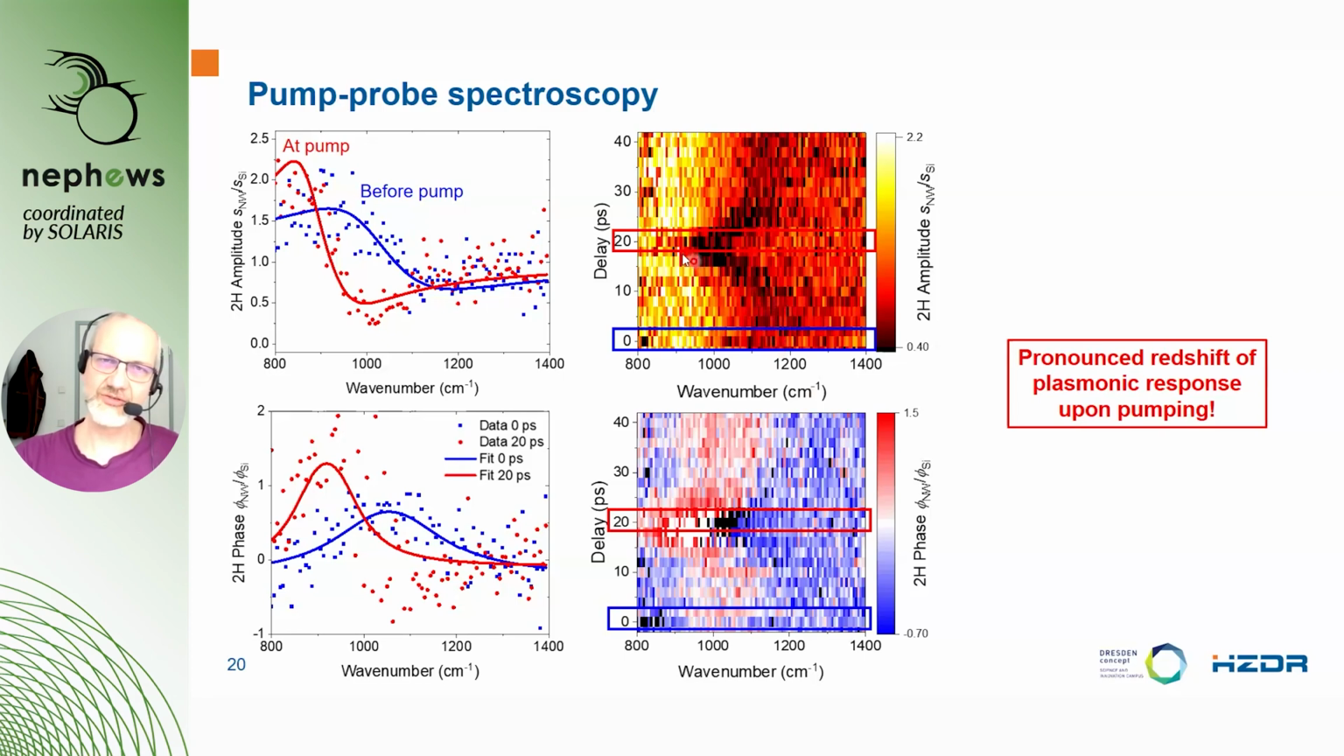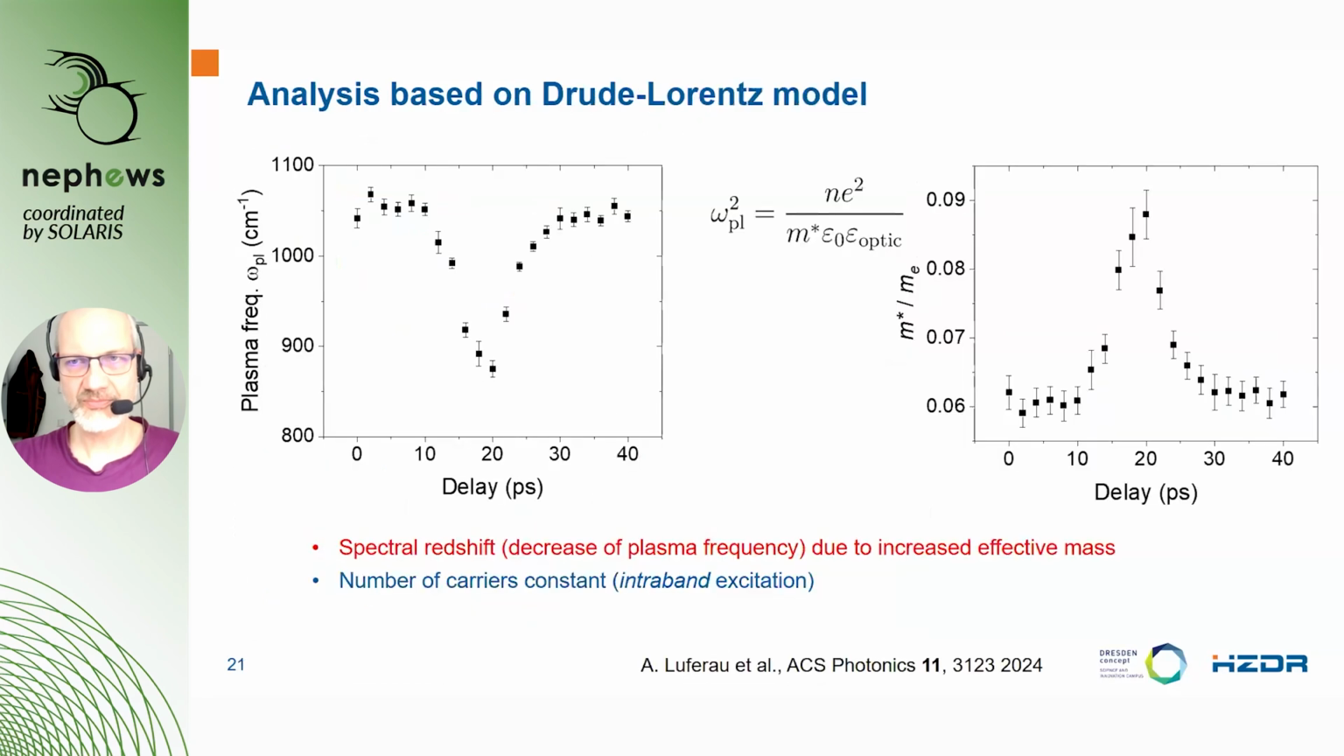Here's the resonance in the unpumped case. It shifts towards lower frequencies and then recovers back as the FEL excitation is over. So here we plot the plasma frequency as a function of time. It drops as we've seen before. And the reason why it drops is because the effective mass is going up.